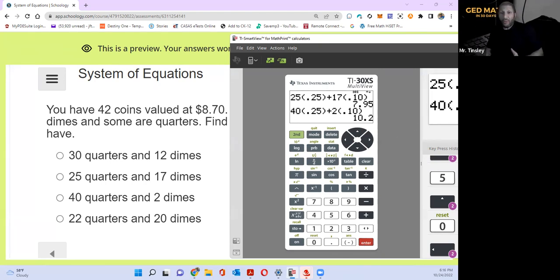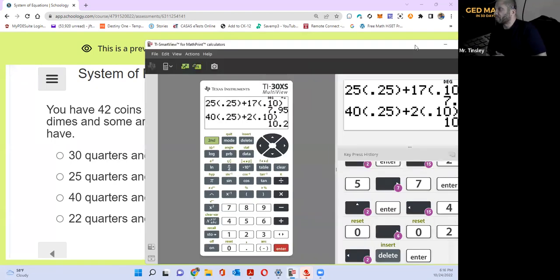Because how would we solve this system of equations? Let me show you how long that would take you. How long did that take me? It took me seconds. Let's do this algebraically and see how long it would take us.